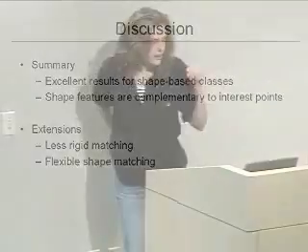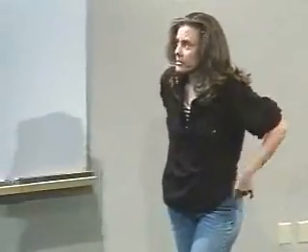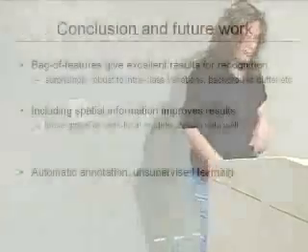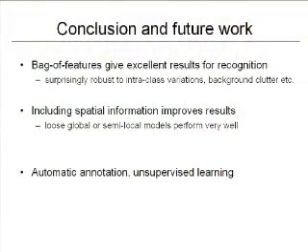Okay, so just for the shape features, we have seen that we obtain excellent results with this method for shape-based classes. We've seen that shape features are complementary to interest points. Efficiently combining them would further improve the performance. An extension is to make the matching less rigid. We still have this sliding window, so we would make it even less rigid and use a more flexible shape matcher, to really match the shape into the image without having this sliding window approach.